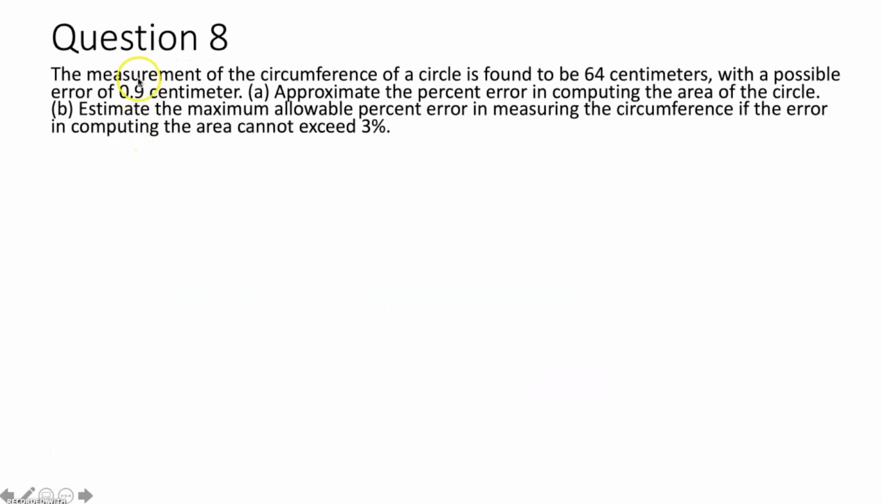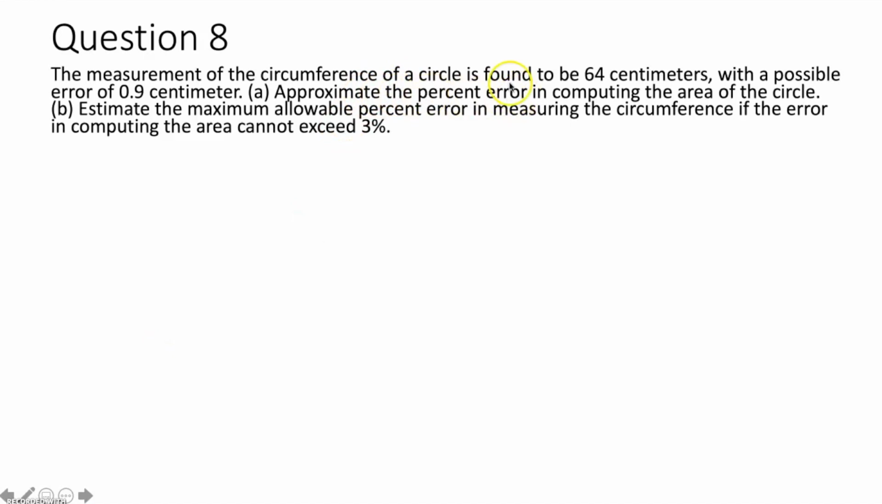Now question 8 says the measurement of the circumference of a circle is found to be 64 centimeters with a possible error of 9/10 of a centimeter. Part A says approximate the percent error in computing the area of the circle. Then part B says estimate the maximum allowable percent error in measuring the circumference if the error in computing the area cannot exceed 3%. So we're going to deal with part A first.